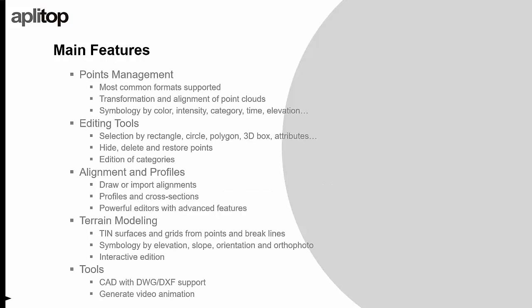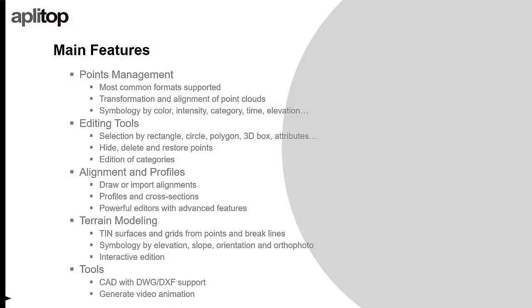The main features of the TCP Point Cloud Editor start with point management. We can import the most common formats, standard formats or proprietary formats from different scanner makers. We also provide transformation and point cloud alignment, and we can represent the point clouds in different colors based on properties like intensity, category or whatever. We also provide different editing tools for selecting in different ways, for hiding or removing selections of points, and for changing the categories of the selected points. We will see this in the demonstration.